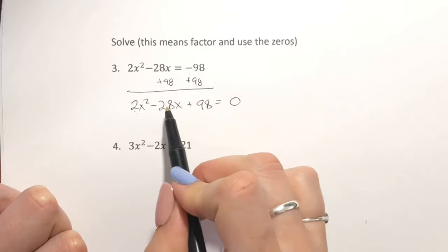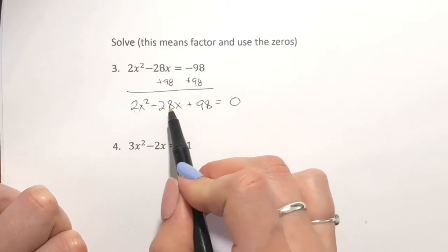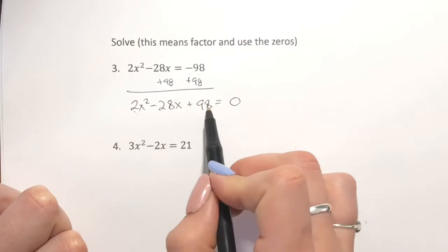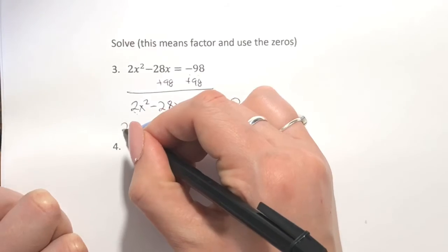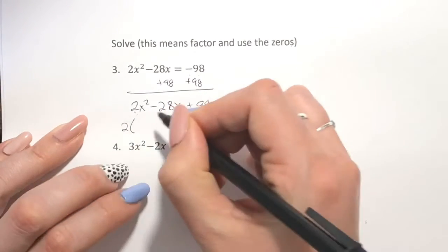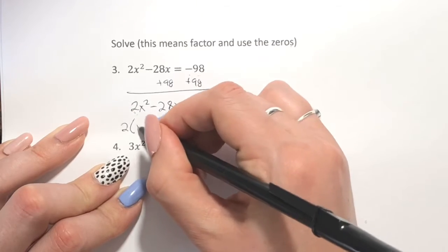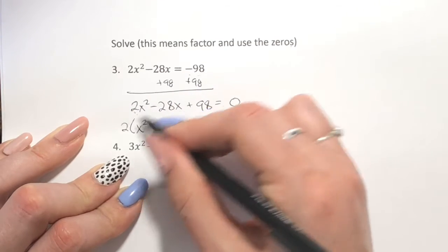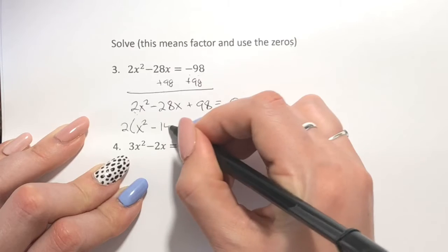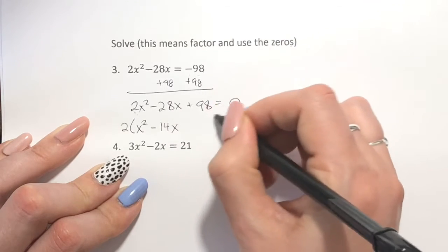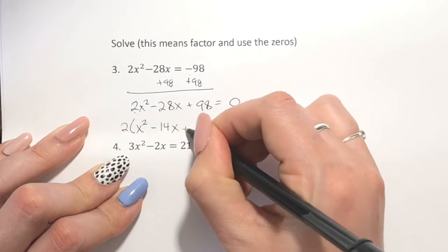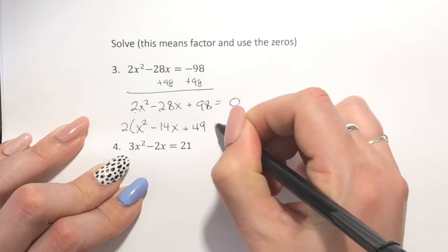But we do have a common factor. All of these numbers are even, so I could actually factor that 2 out first to make these numbers a little bit smaller. And doing that will just make the problem a little bit easier. So if I take a 2 away from this, I'm left with a 1x squared. 28 divided by 2 will give us a negative 14x. And then 98 divided by 2 is 49.